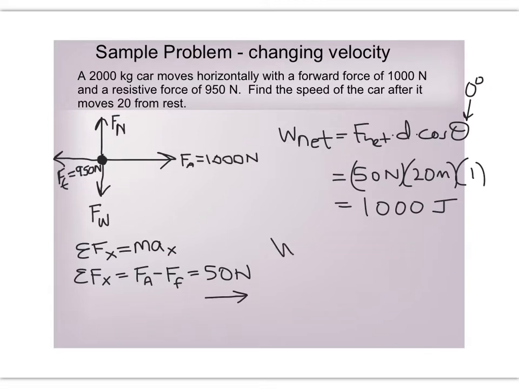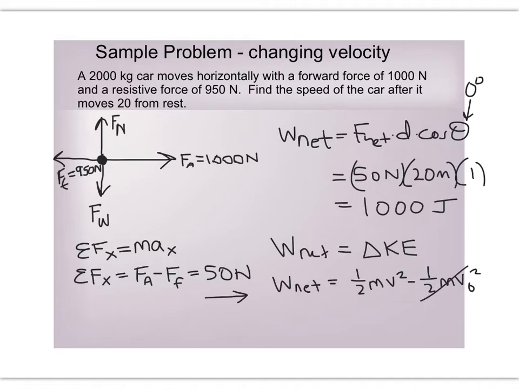And so since the net work done on a car also equals its change in kinetic energy, what I can do is then find the velocity. So net work is going to be equal to 1/2 mv final squared minus 1/2 mv initial squared. And since we started from rest, that is 0. So let's find the velocity by taking 2 times the net work divided by the mass, and then take the square root.